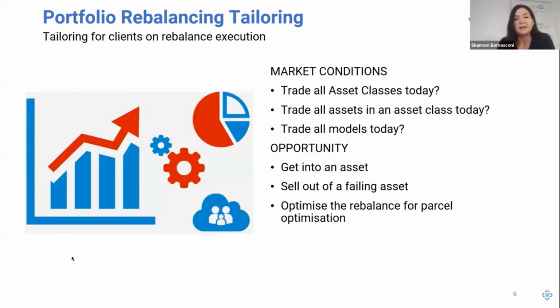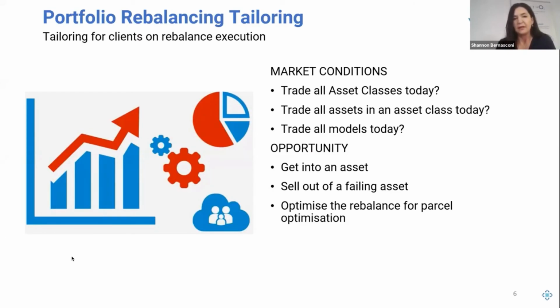Well, it could be that there's a specific market condition that makes you want to not trade a specific asset class or a specific asset, or you may see an opportunity in the marketplace you want to get your clients into, or it could be that you've got multiple models and you only want to implement one of the models today. So there's various reasons why you would want to do these tweaks, and it's typically at a high net worth level that this kind of functionality is utilized.